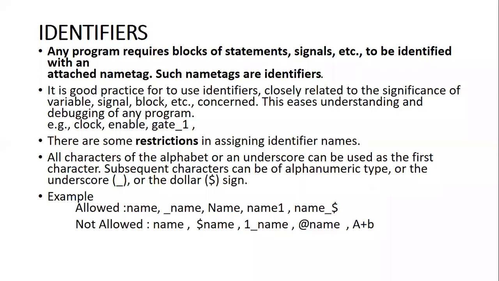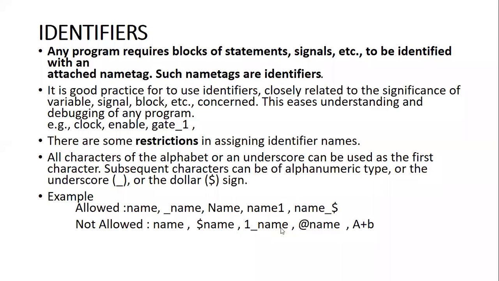Now, what are the restrictions in assigning identifier names? I can use all capital letters and small letters as identifiers. My identifier can start with an underscore. I can use special characters also for identifiers. But what is not allowed in an identifier? A name with a comma is not allowed. A dollar at the start of a name is not allowed. A name starting with a number is not allowed.